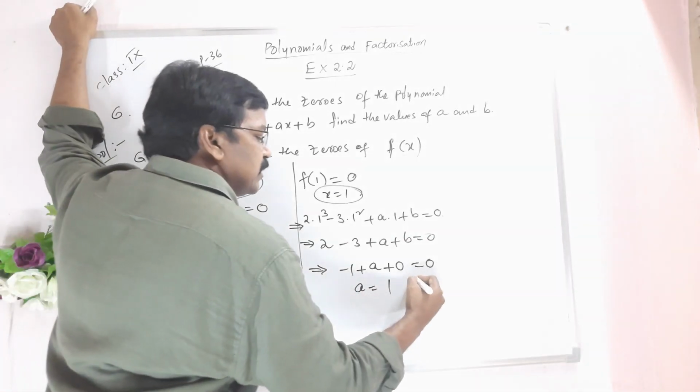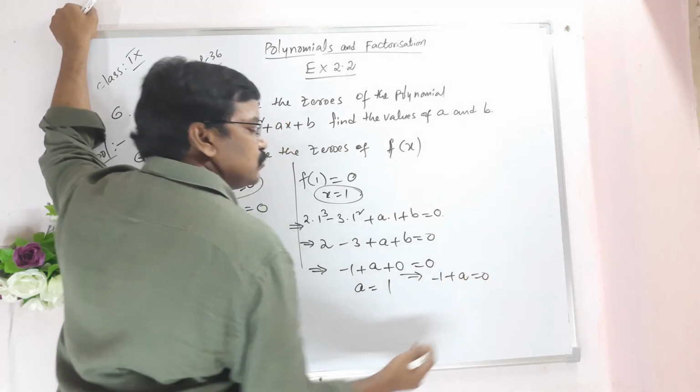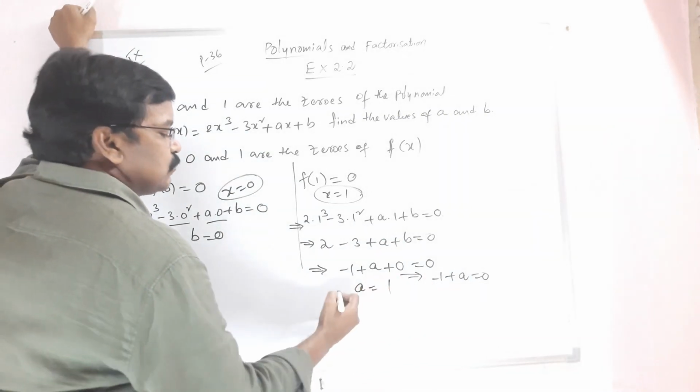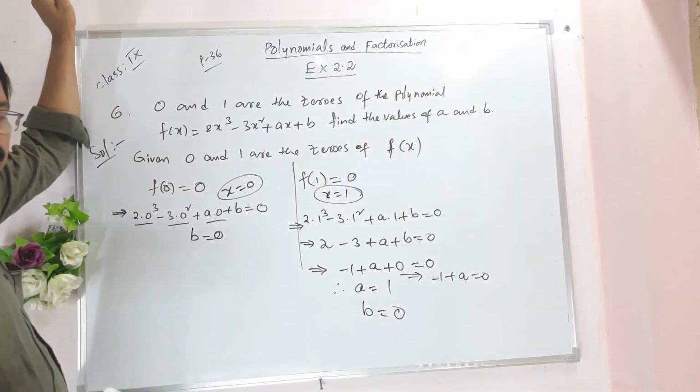Now a is equal to 1. Why? I will write one more step. Minus 1 plus a is equal to 0. So transpose that minus 1 to the other side, that is a is equal to 1. a is equal to 1. b is equal to 0.